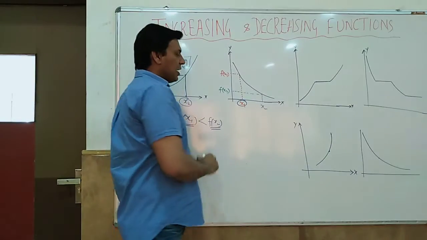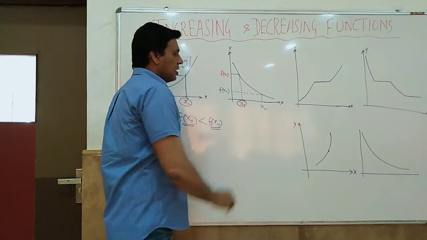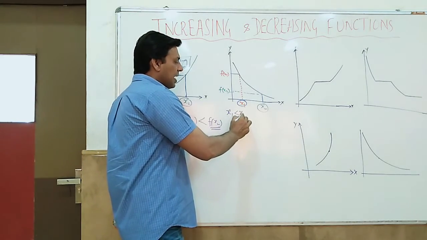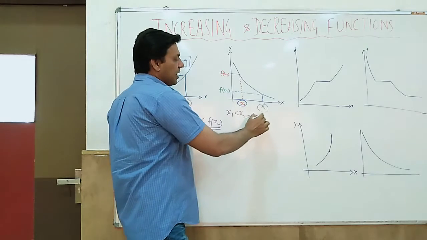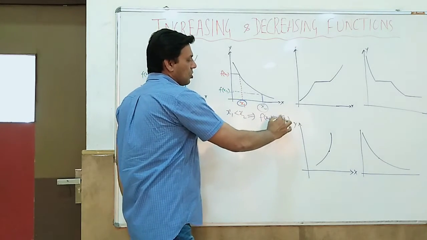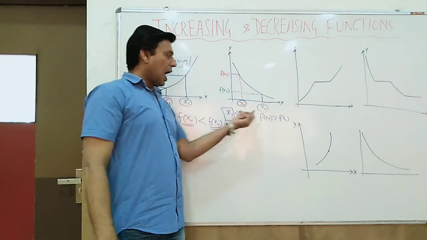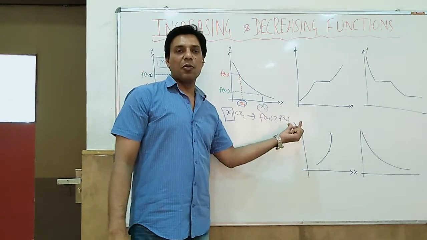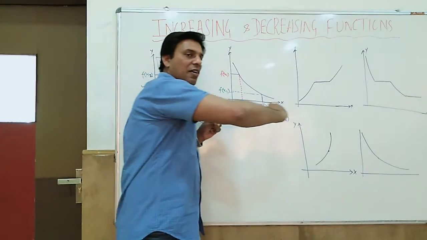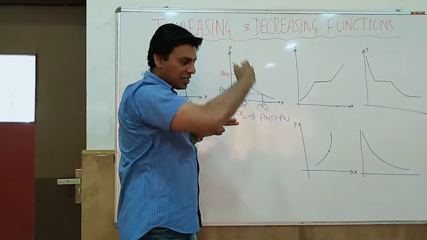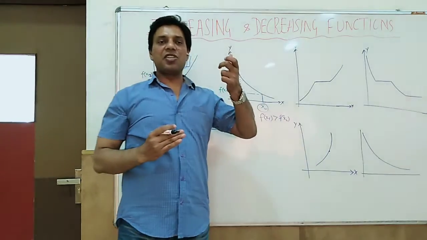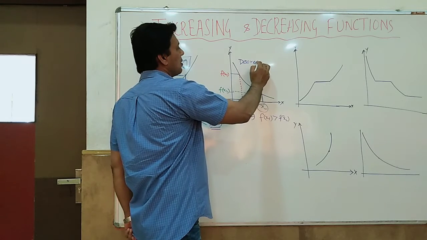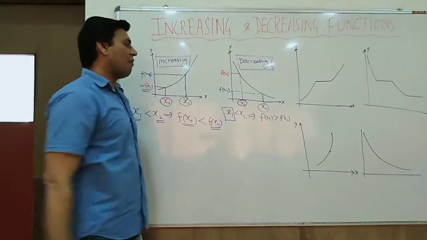In this, this is x1 and the corresponding output f(x1). This is x2 and the corresponding output f(x2). In this graph, x1 is less than x2, but f(x1) is greater than f(x2). So the smaller value has the bigger output, and the bigger value has the smaller output. It means as the value of x is increasing, the value of the function is decreasing. Such functions are called decreasing functions.